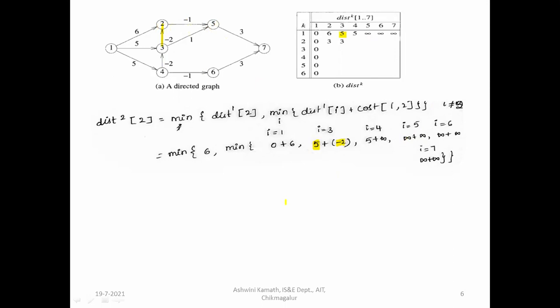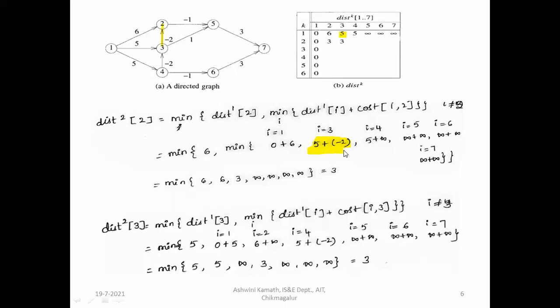Among all this, you select the one which is minimum. So here for i is equal to 3, you are getting the minimum, right? 5 minus 2, which is equal to 3, so that will be assigned. Right, for distance 2 of 3, you have to calculate in the same way as I told you for 2. So minimum of distance 1 of 3, which is 5.